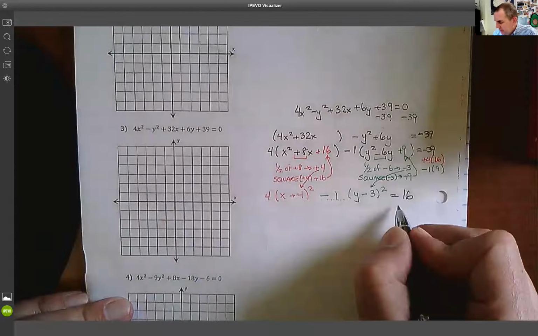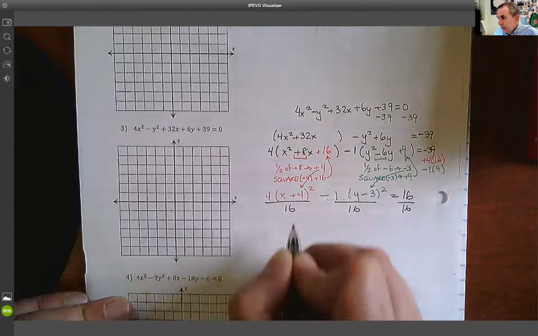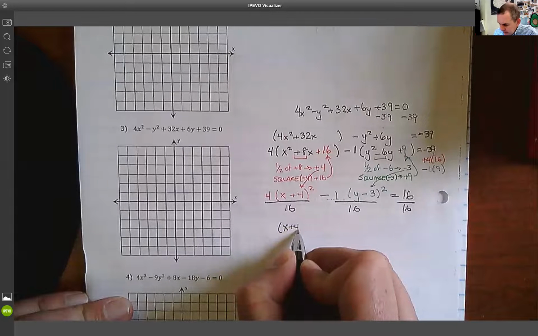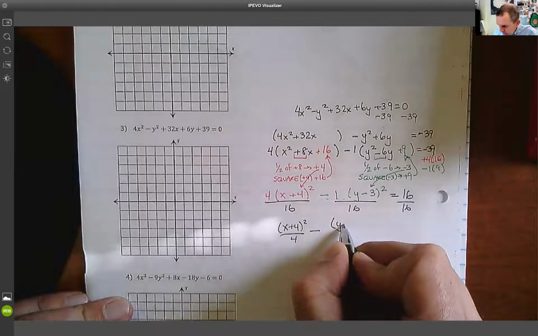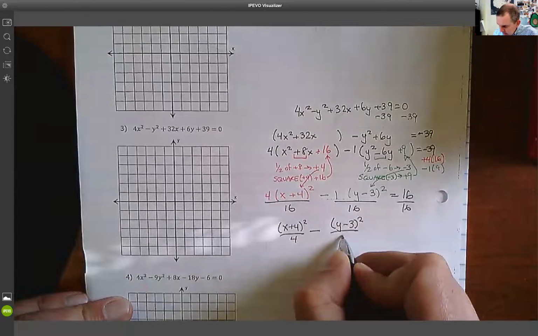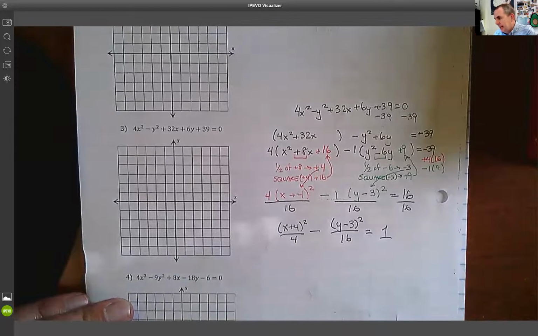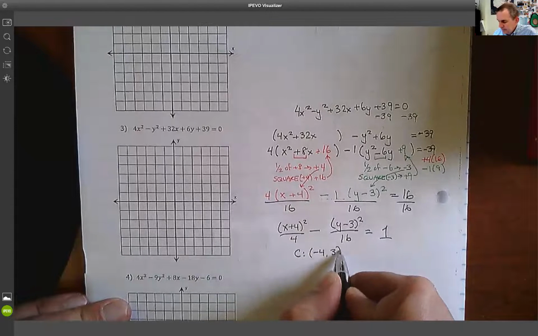And the last step is we divide all these terms by 16. And when we simplify that, this guy becomes x plus 4 squared over 4 minus. This becomes y minus 3 squared over 16. This becomes a 1. And there we have it. This is our standard form equation. It's centered at negative 4 comma 3.